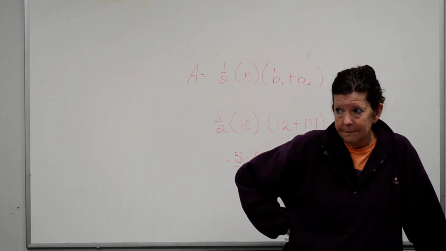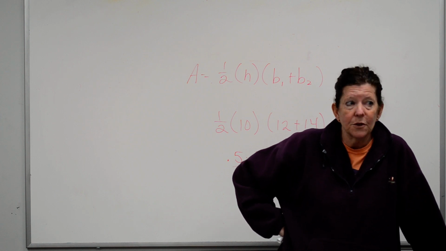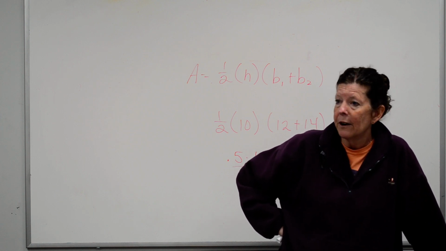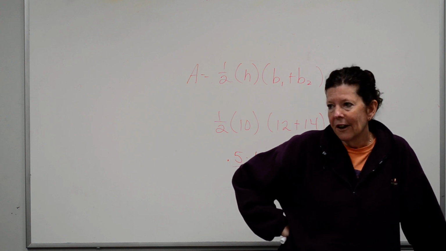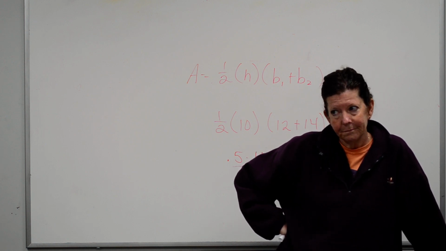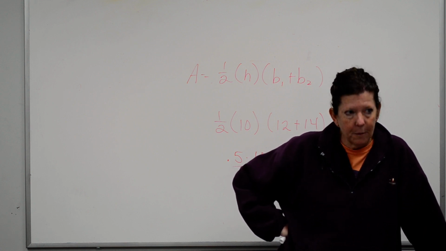Radius squared times pi. Okay, pi r squared. Find the radius, which is always going to be half the diameter, square it, multiply it times pi. How do you find the area of a regular polygon? The perimeter times the apothem times 1/2. One half the perimeter times the apothem.